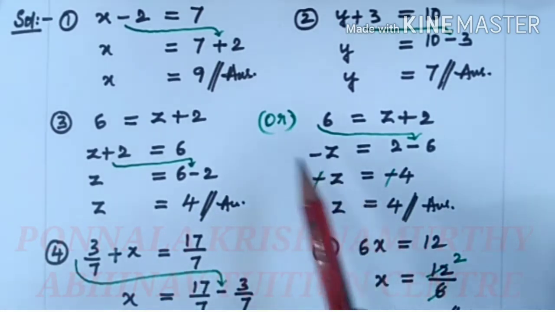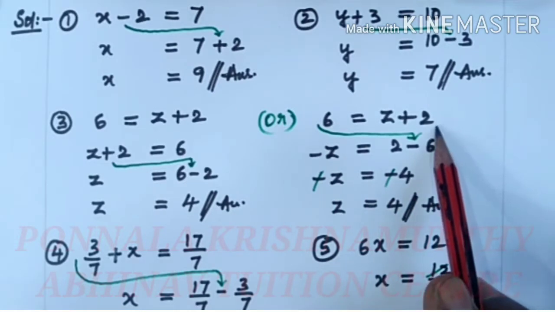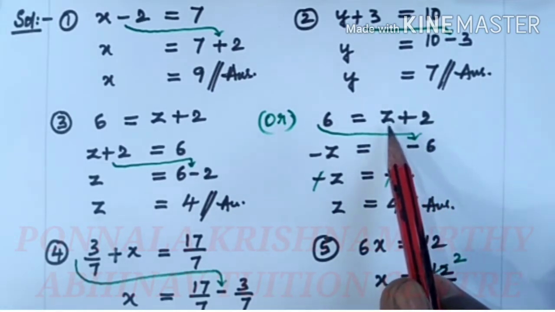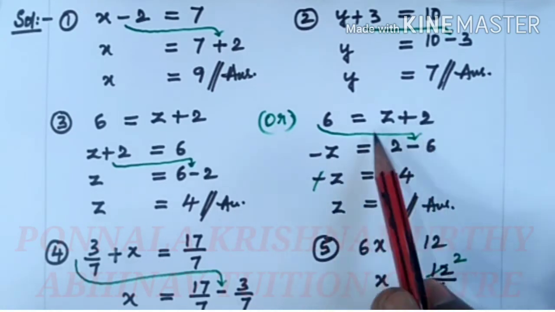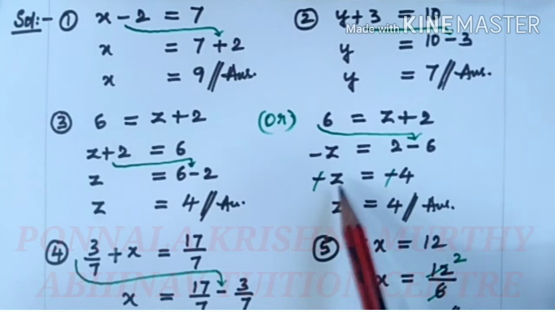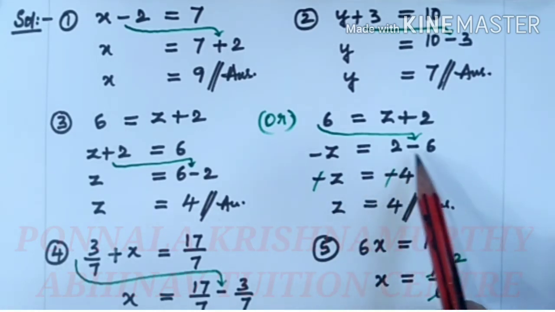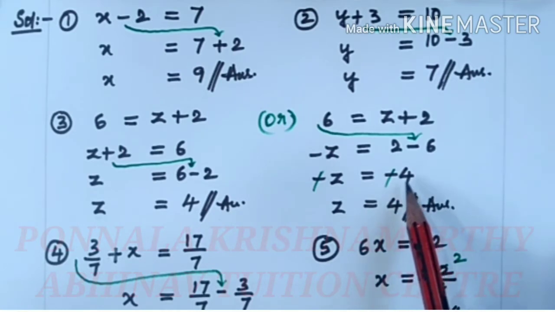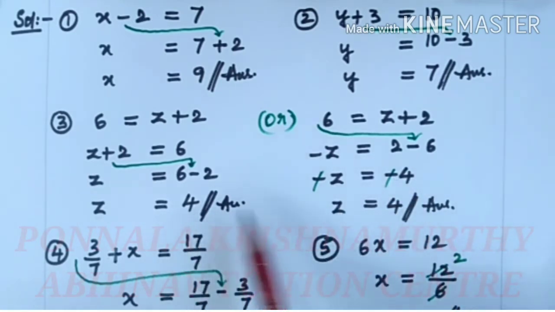Or we can also do this sum like this. 6 is equal to z plus 2. If we bring only z to the left hand side, z becomes minus z is equal to plus 2 minus 6. Minus z is equal to different sign, subtraction, bigger number sign, minus 4. Minus, minus cancel, z is equal to 4. Same answer.